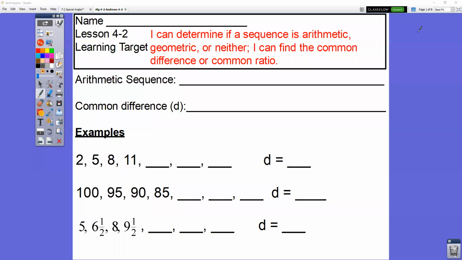So today's lesson is 4-2. What we're going to be talking about are arithmetic, geometric, and neither sequences. You're going to also have to find the common difference and the common ratio.